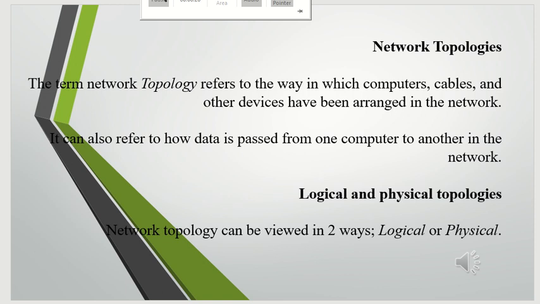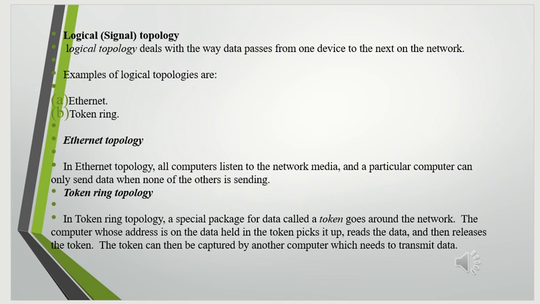We have two types of network topologies, the logical and physical topologies. In the logical topology, we have the Ethernet and the token ring. The Ethernet topology is whereby all computers listen to the network, and a particular computer can only send data when none of the other computers is sending.